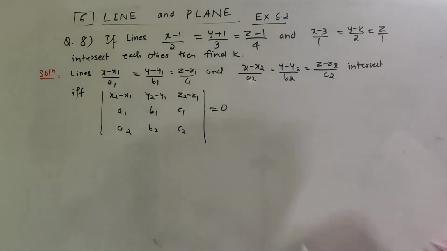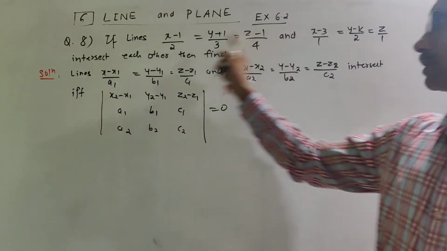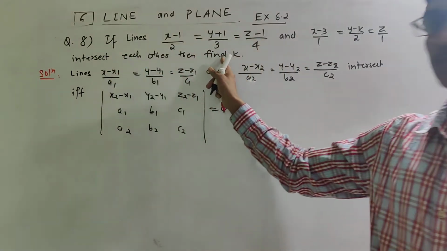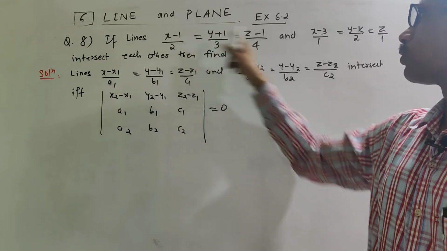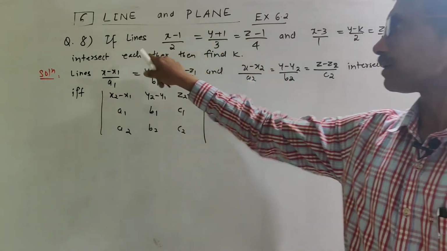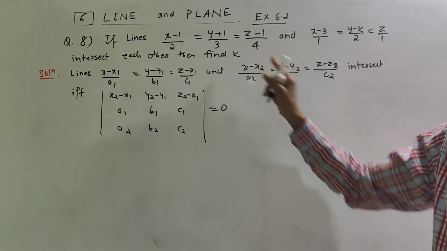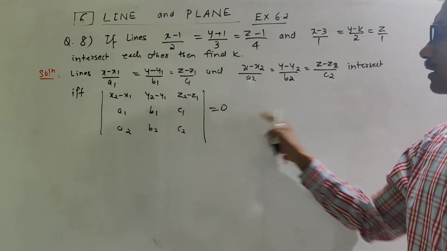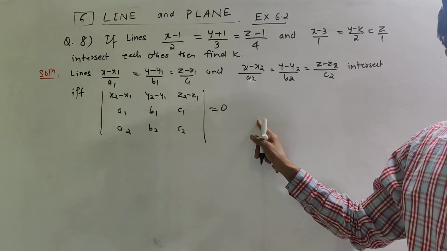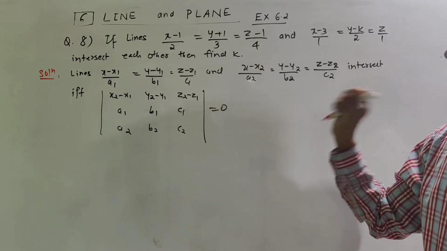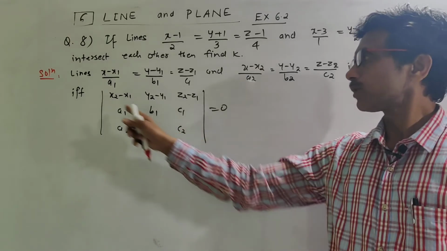Question number 8. If these two lines are intersecting each other, then we will find what value of k. ये दो lines क्या है दिया है, इसमें ये दो lines intersect हो रही है. Then we find what value of k. अगर दो लाइन intersect होती है तो shortest distance between two lines will be 0. So according to that we will derive this formula.